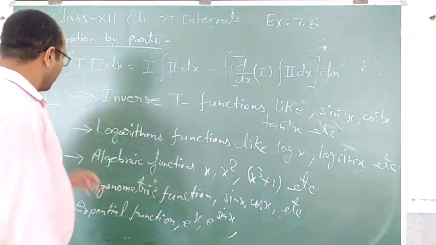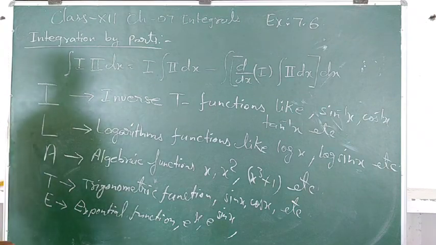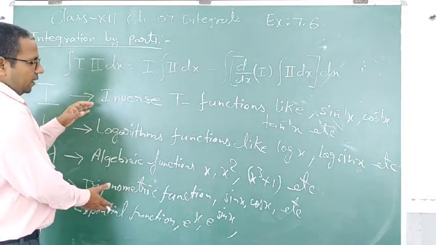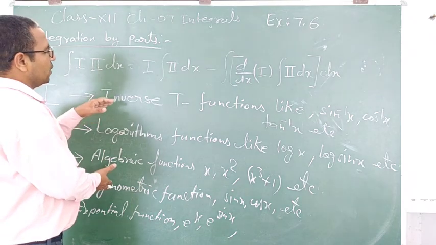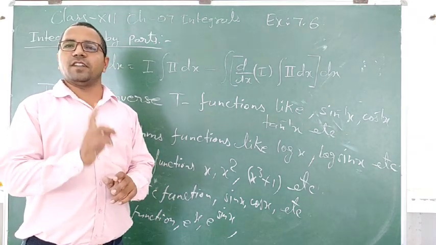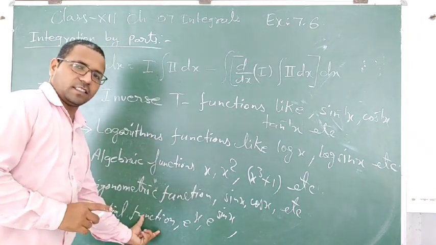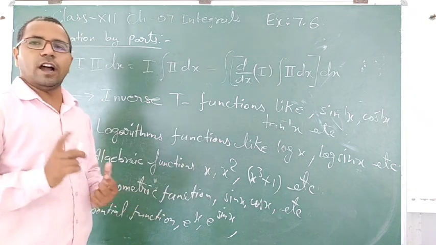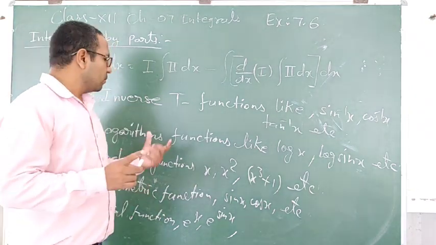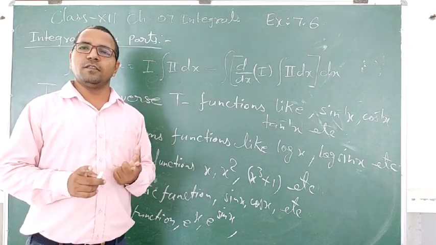So students, 1, 2, 3, 4, 5 are here. Within 5, we have to arrange, it is arranged like this. Which one will come first? That will be considered as first function. Suppose the product of log and algebraic functions. Then which one do you have to choose here as first function? This log comes first. That's why you have to choose it as first function.